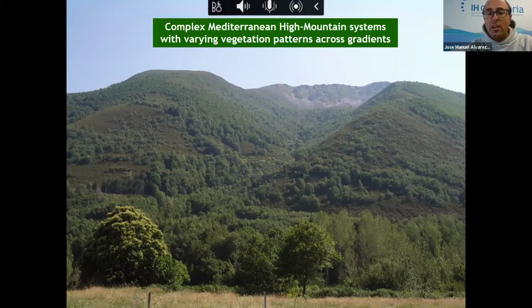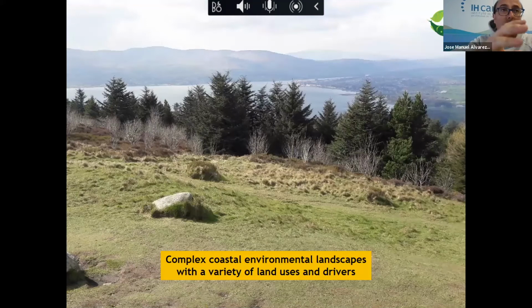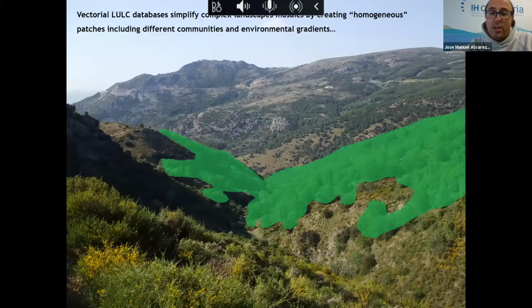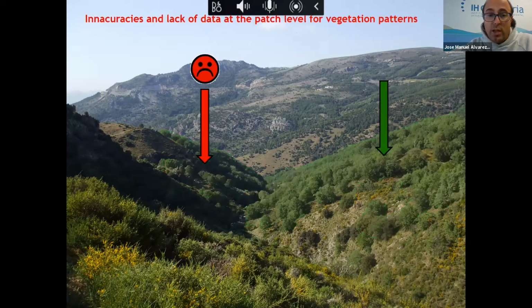So we have to disentangle a little bit more the spatial patterns across the environmental gradients in our study areas. It's not enough to say I have forest here, and it's not enough to say I did not have this forest 20 years ago. We have to move from the top of the mountains to the coastlines, across the vegetation and the topographical gradients. And it's not enough to download some beautiful maps from a website, because patches that look homogeneous in terms of forest are not homogeneous when we are talking about vegetation.